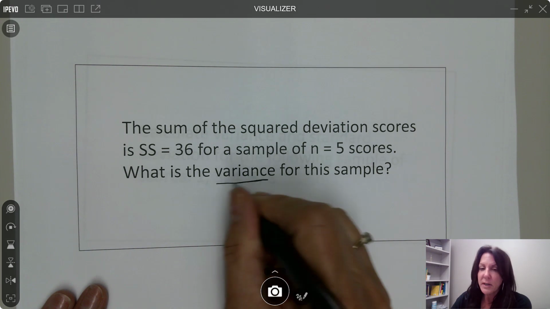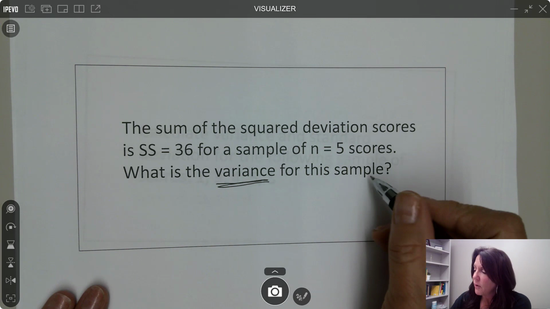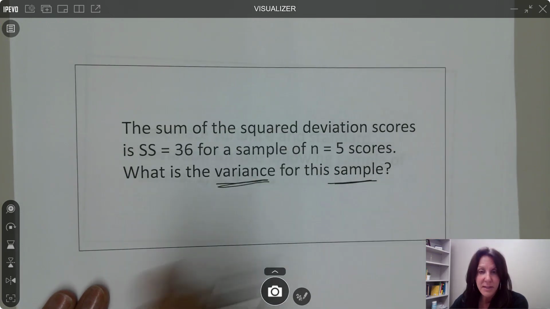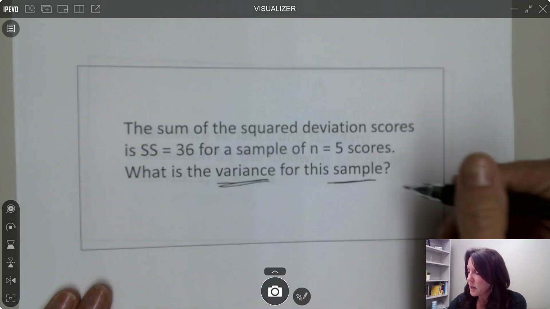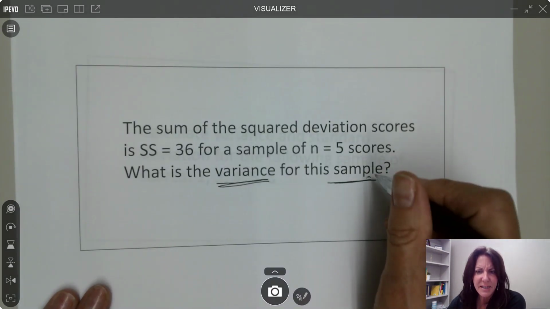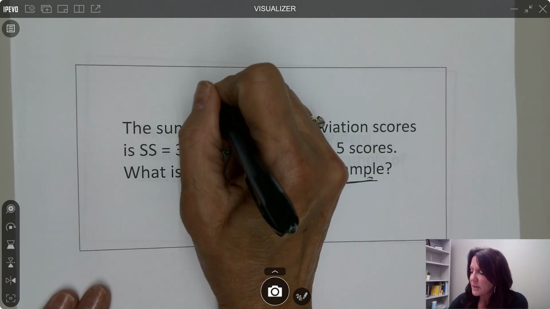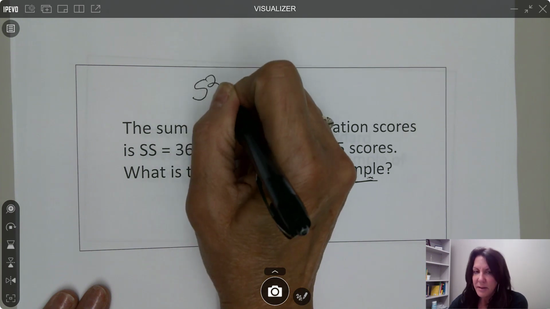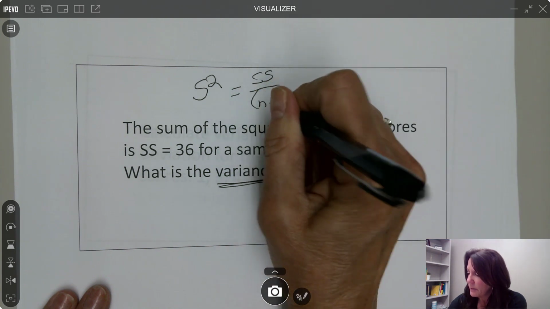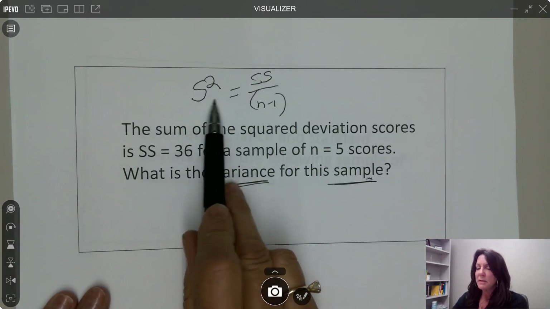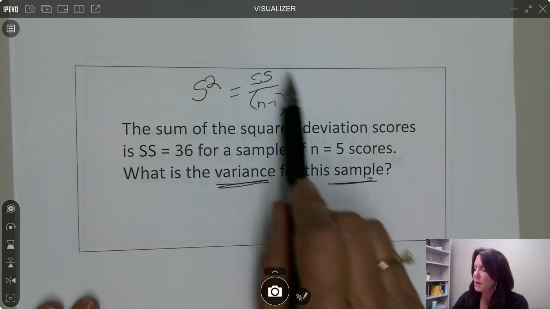But you need to figure out two things. First of all, figure out if it's variance or standard deviation that you're being asked about. In this case, it's variance. And then figure out if it's a sample or a population. In this case, it's a sample. So my formula for a sample variance is going to be S squared equals the sums of squares divided by n minus 1, right? So again, this means sample variance, and the formula for that is your sums of squares divided by n minus 1.